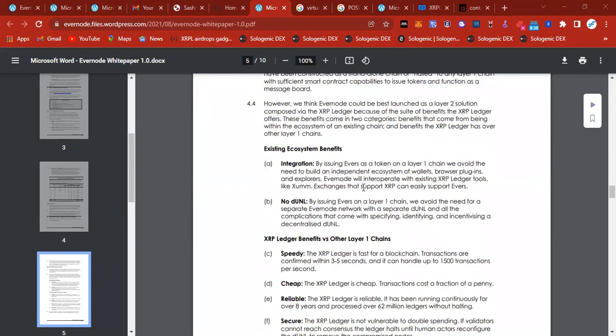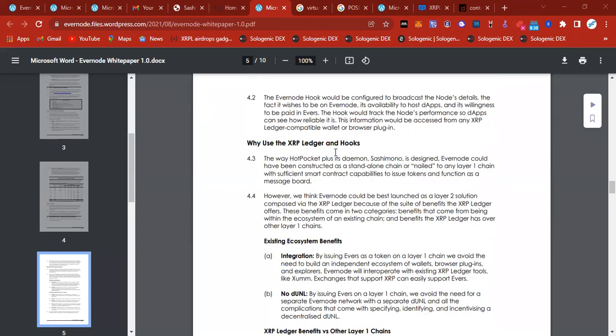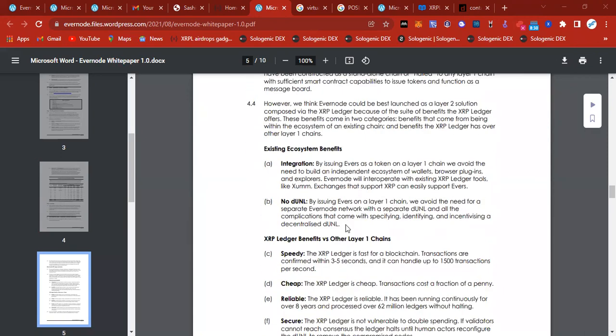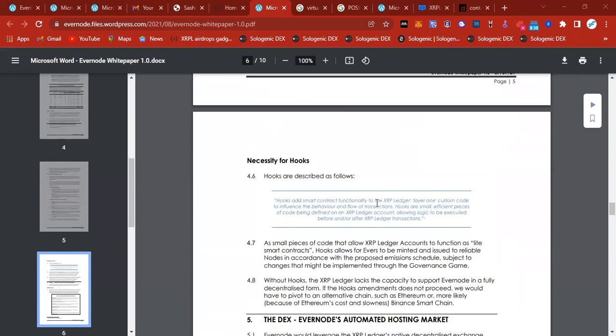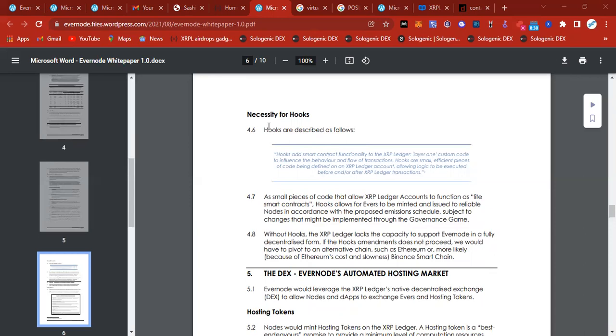Now let me go down, and these are just little fill-ins about the ecosystem of the XRP ledger and the benefits of the XRP ledger, all that good stuff. And I will read this right here. I did want to read this because I felt it was very important. Hooks add smart contract functionality to the XRP ledger layer 1, custom code to influence the behavior and the flow of transactions. Hooks are small, efficient pieces of code defined on the XRP ledger account, allowing logic to be executed before and after ledger transactions.